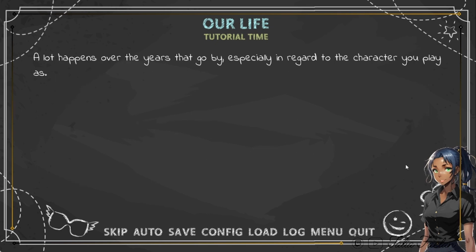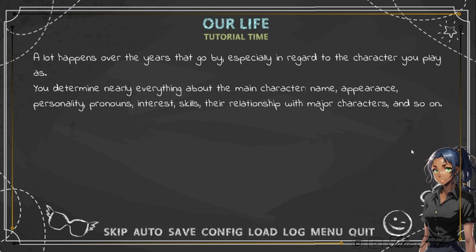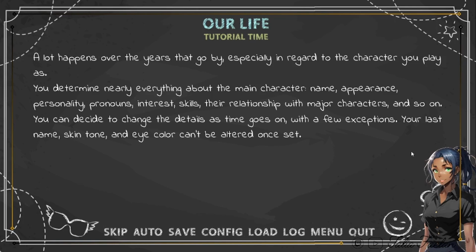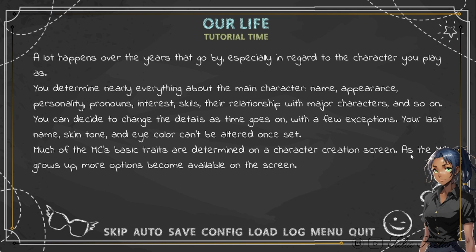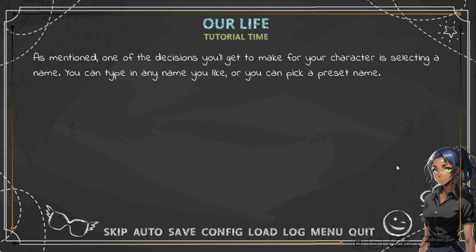A lot happens over the years that go by, especially in regard to the character you play as. You determine nearly everything about the main character: name, appearance, personality, pronouns, interests, skills, their relationship with major characters, and so on. You can decide to change the details as time goes on, with a few exceptions. Your last name, skin tone, and eye color can't be altered once set. Much of the MC's basic traits are determined on a character creation screen. As the MC grows up, more options become available on the screen.